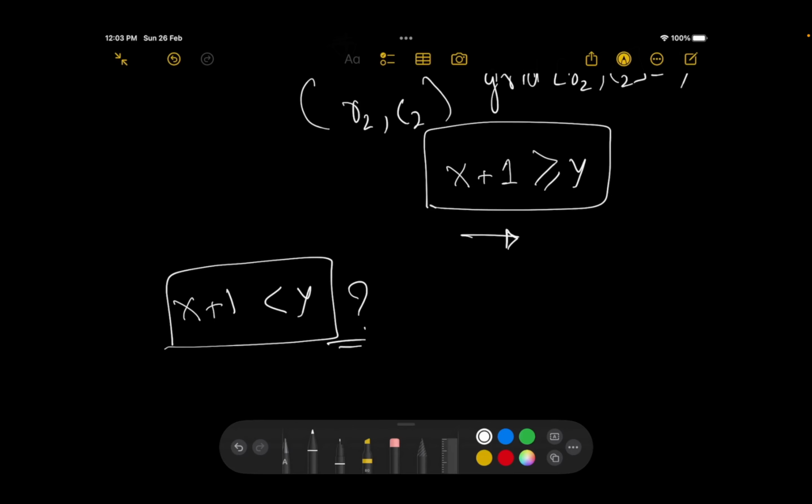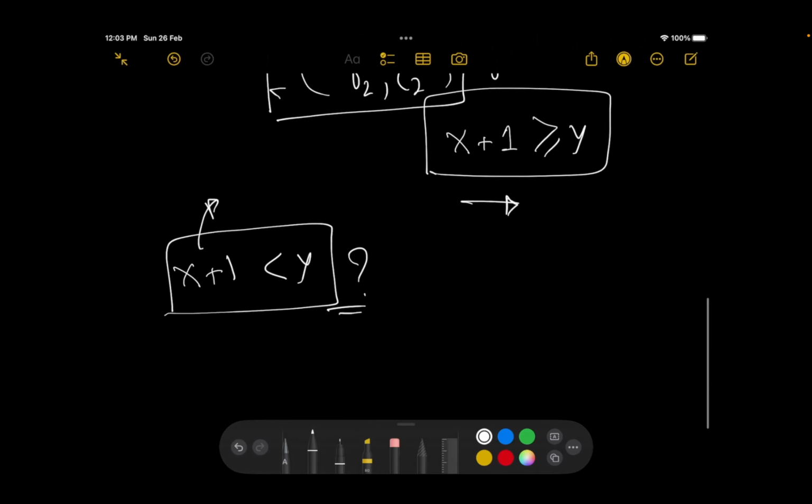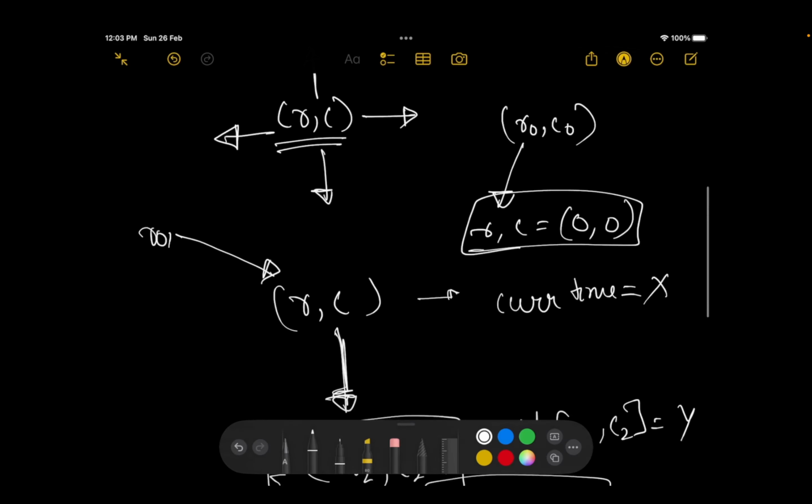By x plus 1 I mean the current time plus 1 is less than the minimum time you require to go to this particular node. What would I do in that case? I'll say that I already have a parent, which was R0, C0. I'll travel to this parent. Would it be possible for me to travel to this? Yes, it would be possible, because you already came from that parent. So definitely the time to visit that parent is actually smaller than the current time. So I'll go to this parent, then I'll come back over here, then I'll again go to this parent, and I'll come back over here.